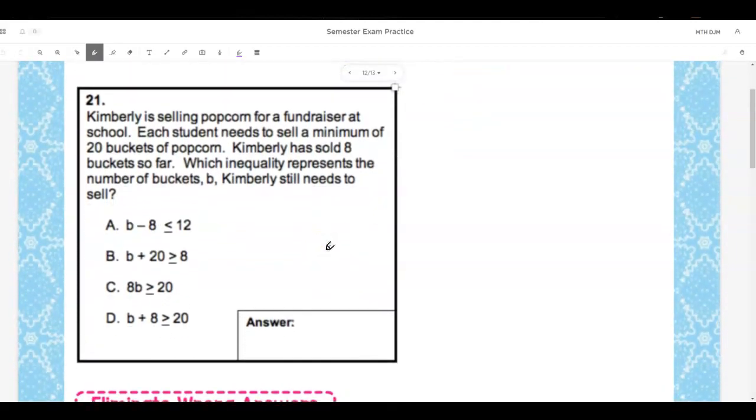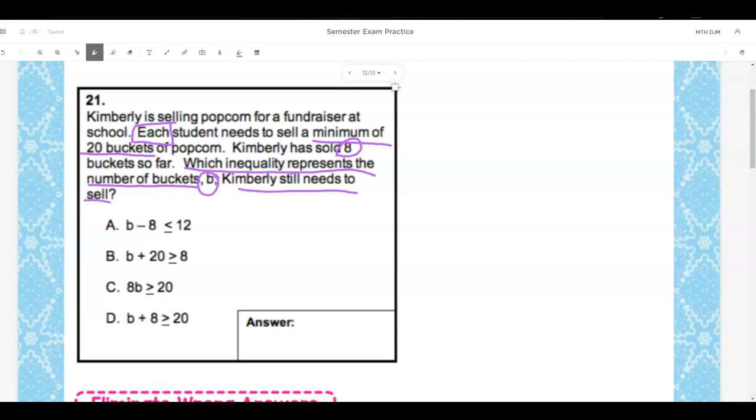Kimberly is selling popcorn for a fundraiser at school. Each student needs to sell a minimum of 20 buckets of popcorn. I'm also going to draw a rectangle around the word each. That's an important word. Kimberly has sold 8 buckets. So she's already sold 8 so far. Which inequality represents the number of buckets, B, that Kimberly still needs to sell?